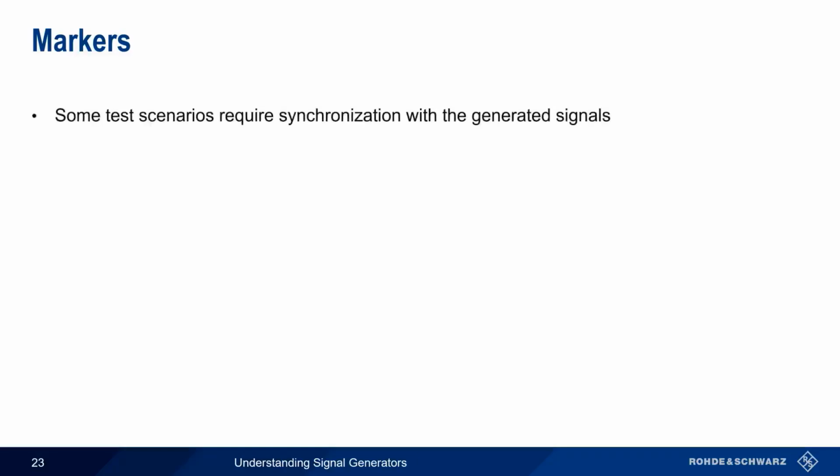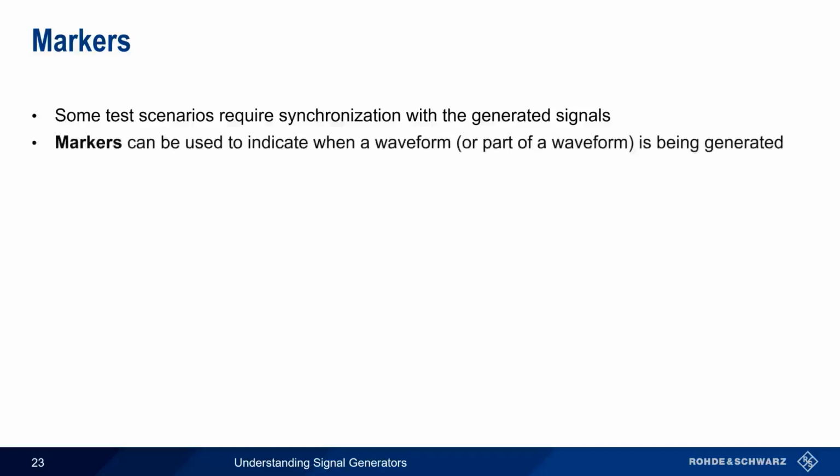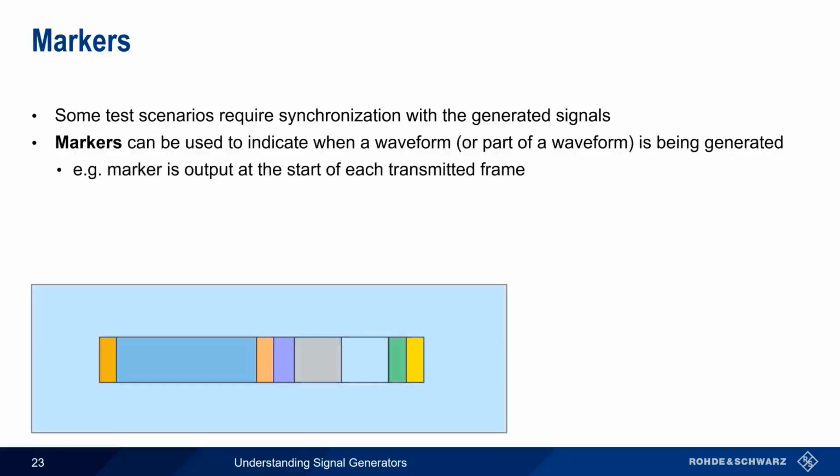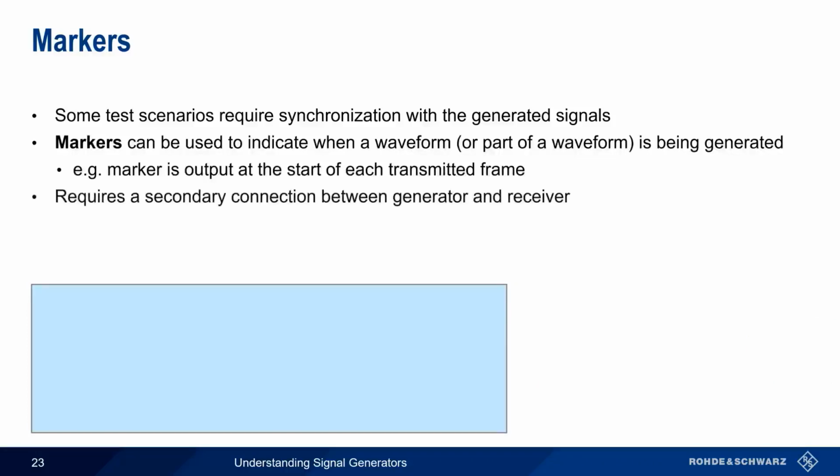We just saw how an incoming external trigger can be used to tell the vector signal generator to play out a waveform. On the other hand, some test scenarios require synchronization with the generated waveform, that is, knowledge of when a waveform or part of a waveform is being transmitted. This is done by means of markers. Markers are a kind of outgoing trigger signal that indicate when a waveform, or a certain part of a waveform, is being generated. For example, we could use a marker to indicate the start of each transmitted frame. The use of markers requires some type of secondary connection, usually a BNC cable, between the generator and the receiver.